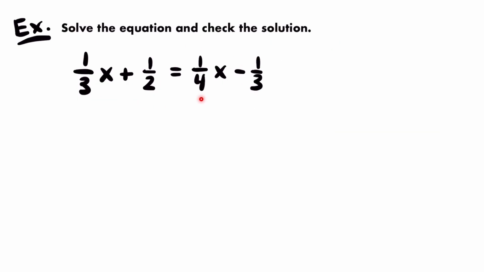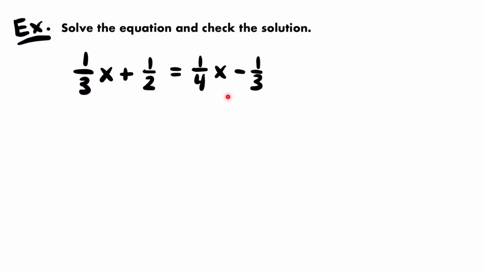Next up, we want to solve this equation and check the solution. Our equation is 1/3 x plus 1/2 equals 1/4 x minus 1/3. And so this is kind of a nasty equation because there's fractions everywhere, right? There is a fraction in every single term in this equation.